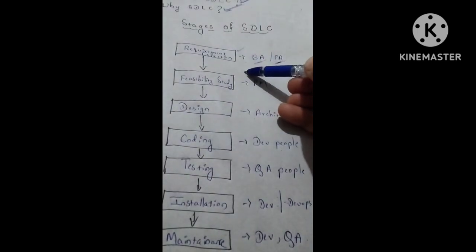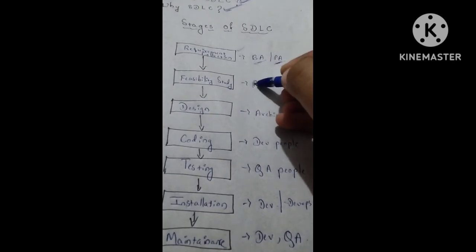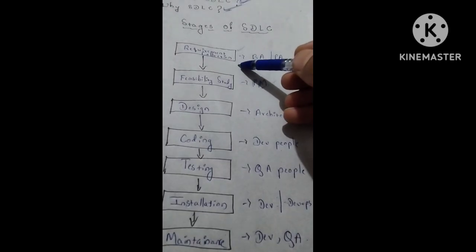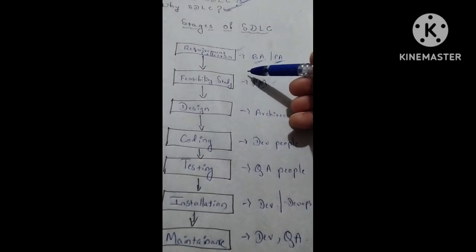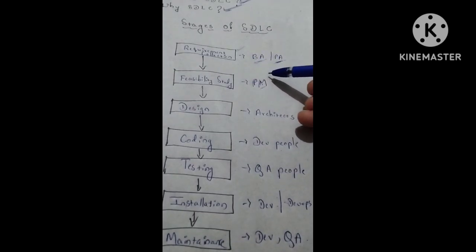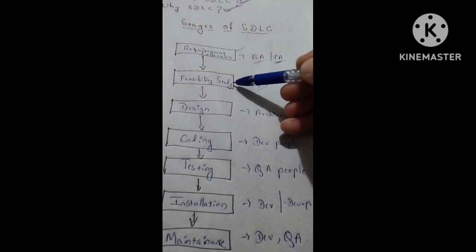What is the feasibility study? The second step is the feasibility study, which is done by the project manager, who is also an expert. He will study the requirements collected by them. He will study what the team size should be, how many developers are required, and how many testers or QAs are required for this particular product to be designed. These things are analyzed by the project manager in the feasibility study.